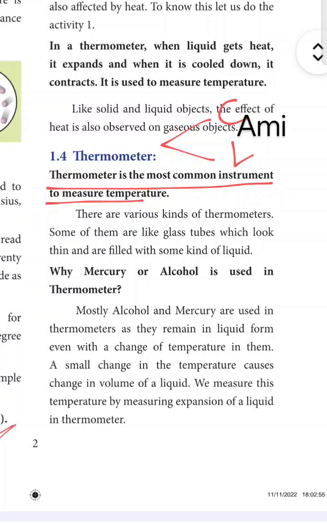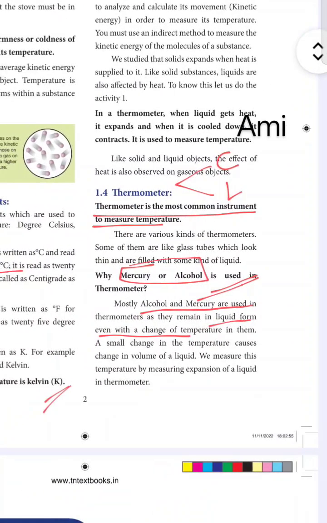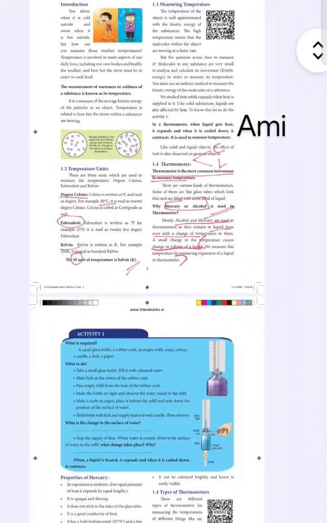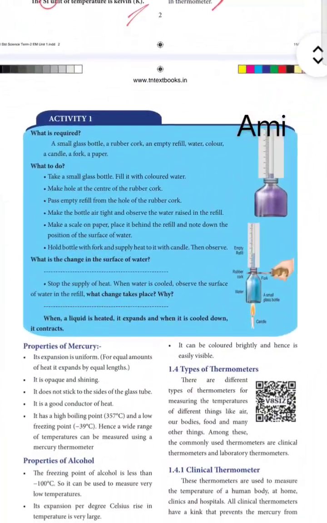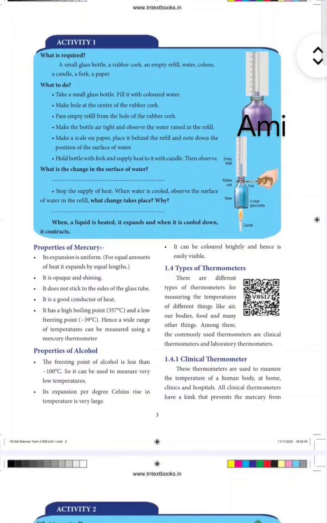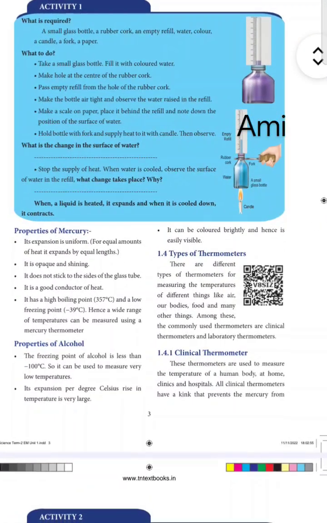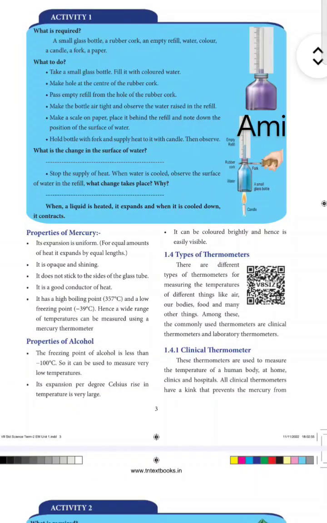In a thermometer, we use mercury or alcohol. Why do we use them? Because alcohol and mercury remain in the liquid form even with a change of temperature. They don't get solidified, so they always remain in their own state of matter, that is liquid. When there is a change in the volume of the liquid, we measure it using the expansion of the liquid in the thermometer. Here is an activity given for you to understand the changes in temperature in the thermometer and how to measure it.